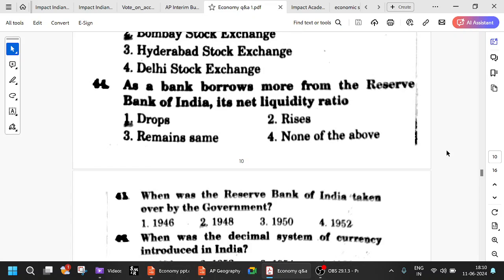As a bank borrows more from the Reserve Bank of India, its net liquidity ratio... So what is a liquidity ratio? Liquidity ratios are a group of several of these ratios.